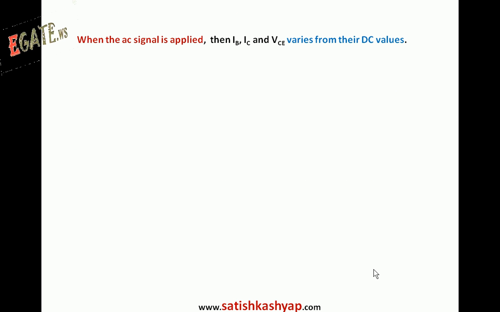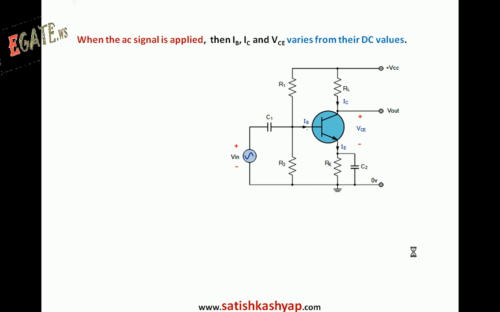Let us assume we are applying an AC signal. Then the base current, collector current and collector to emitter voltage VCE are going to change with respect to their DC values. Already because of the DC voltage they will be at some values. If you apply an AC signal such that the AC signal is increasing, at that time IB and IC may increase. When the AC signal is decreasing, IB and IC may decrease.